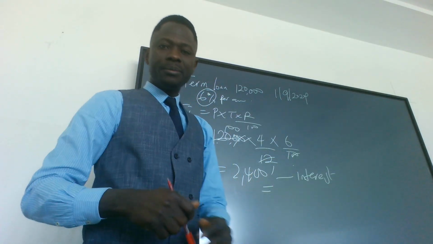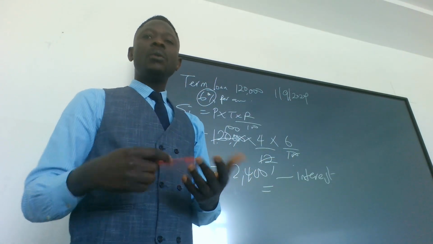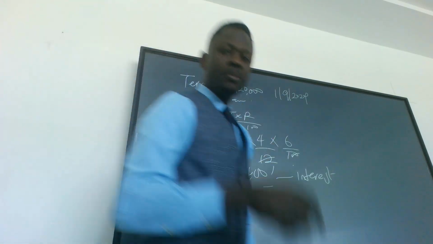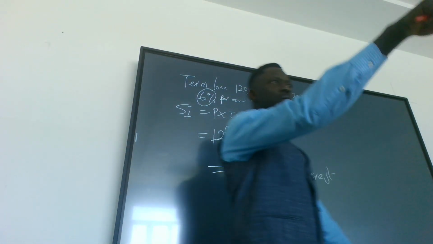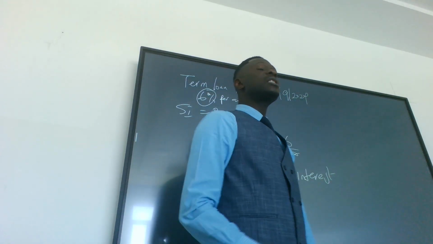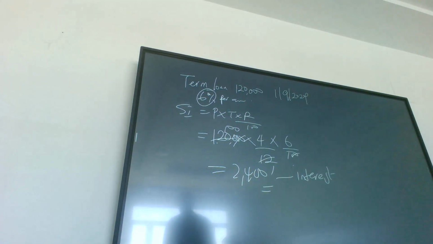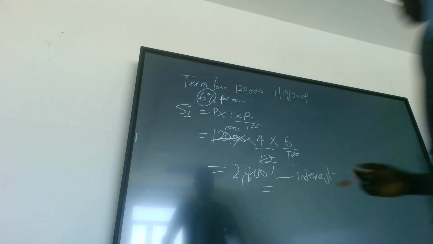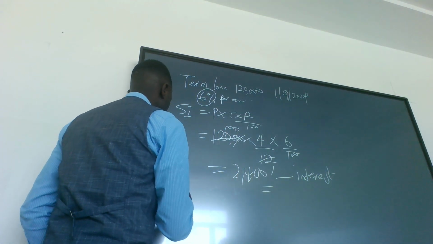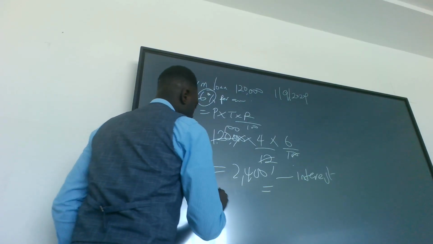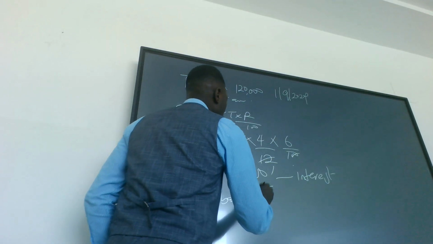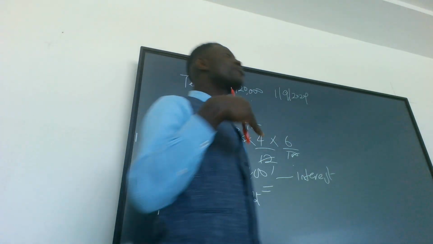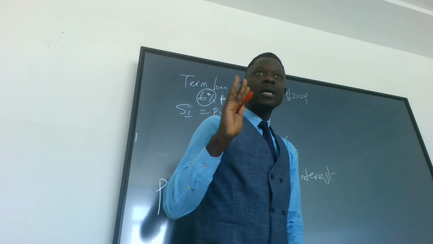So what else do we have here? What else do we have, please? Provision for bad debt. You check additional information. Read it again now. Provision for bad debt to be adjusted to 4% of debtors. What does bad debt mean? The debt that is not recoverable. Yeah. So how much is it?